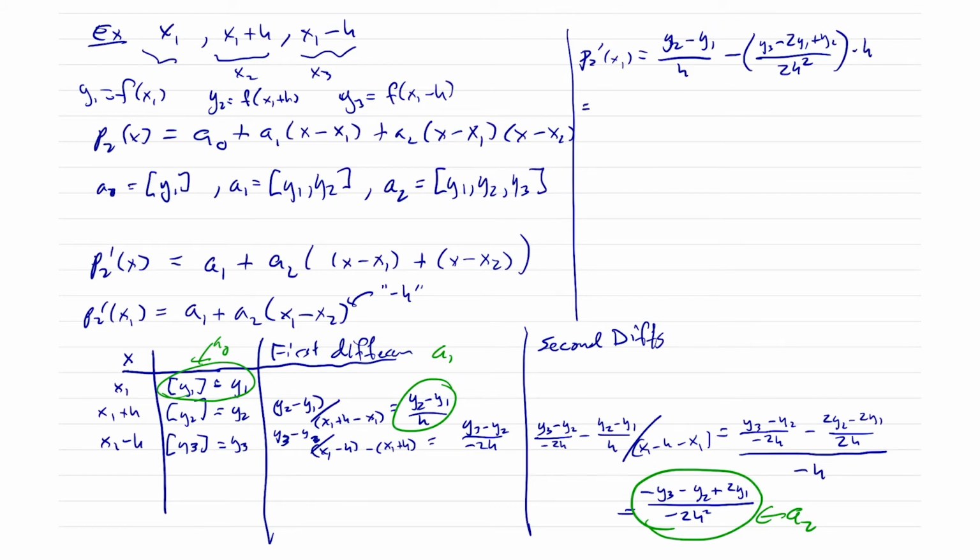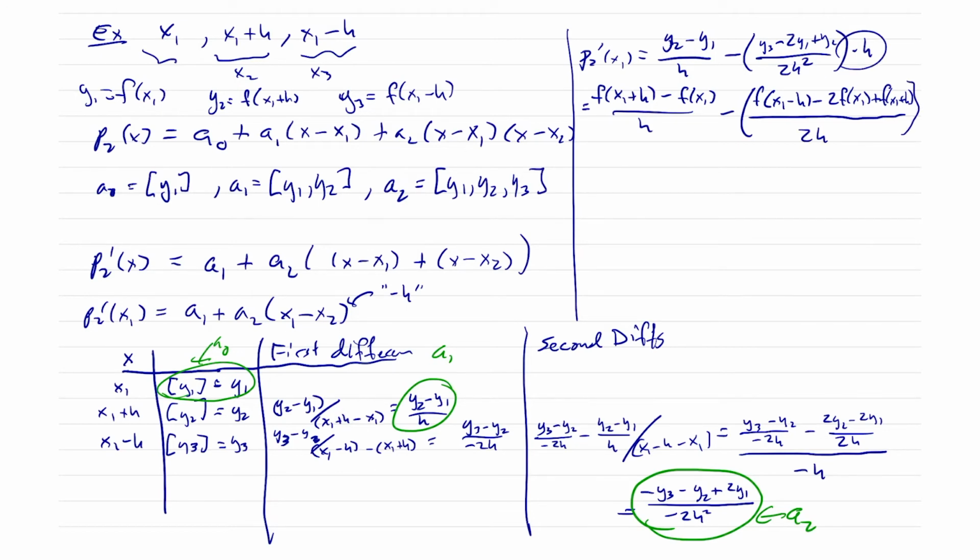Well, we get (f(x1 + h) - f(x1))/h, and that's this first bit, minus (f(x1 - h) - 2f(x1) + f(x1 + h)) right there, divided by 2h, because the h squared is here. All right, now I'm going to find a common denominator, so I'm going to multiply by 2 and divide by 2 here.